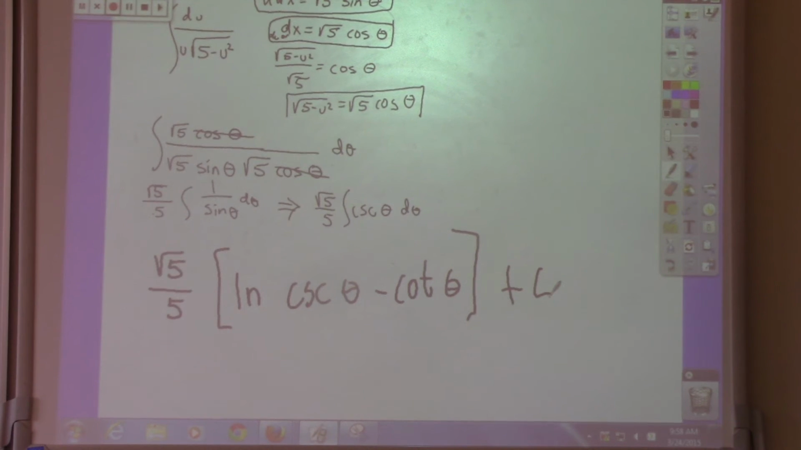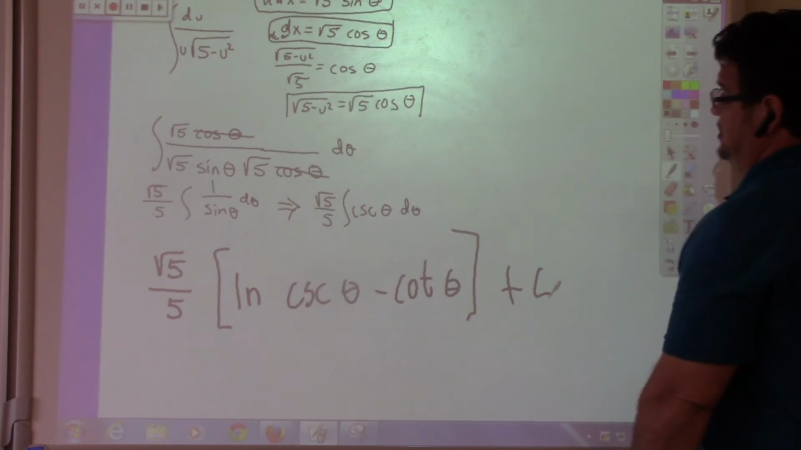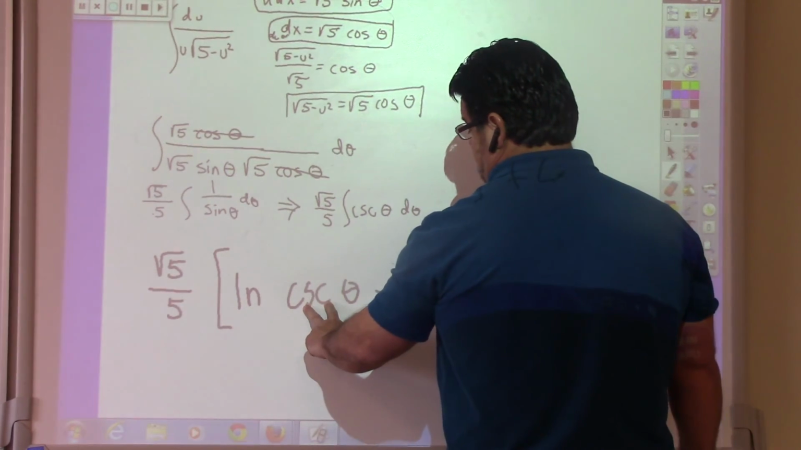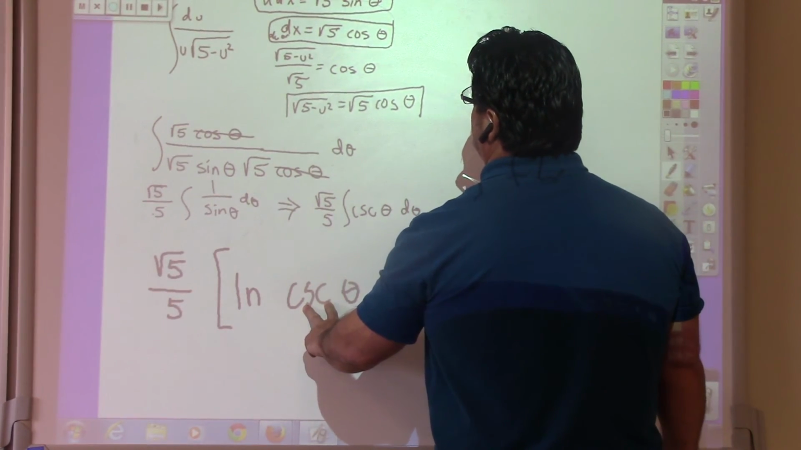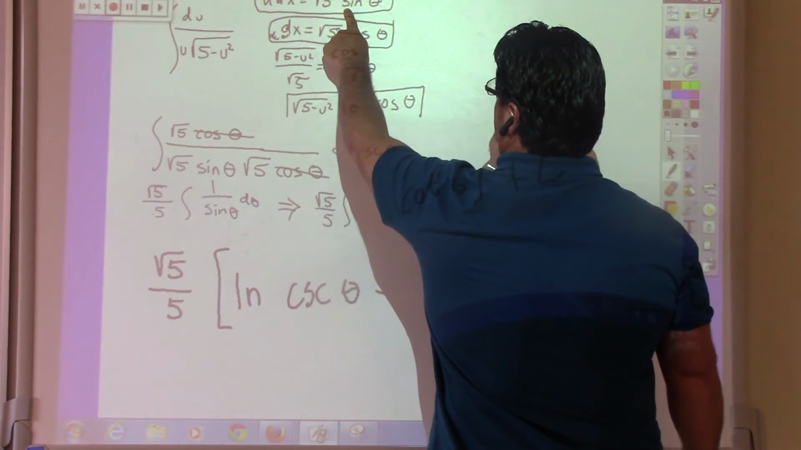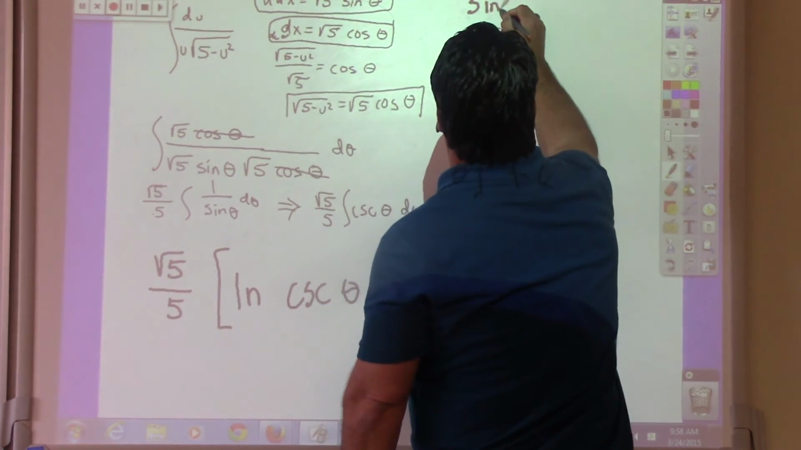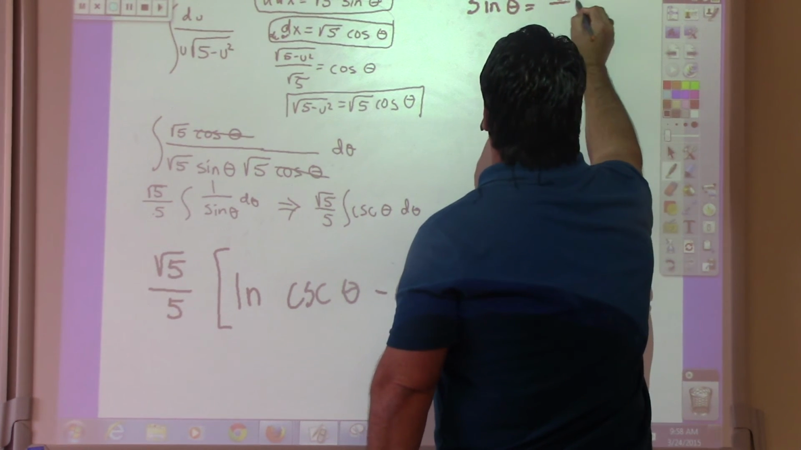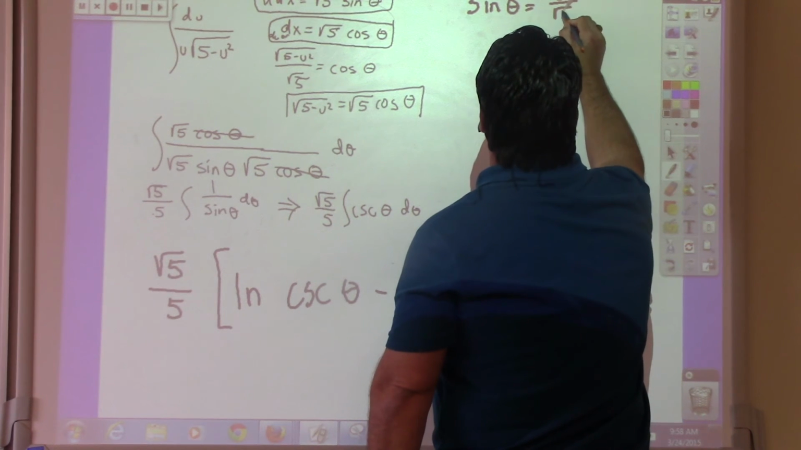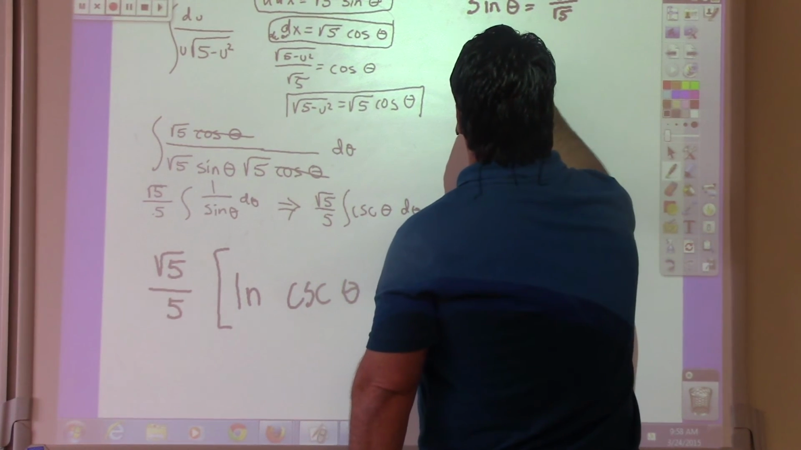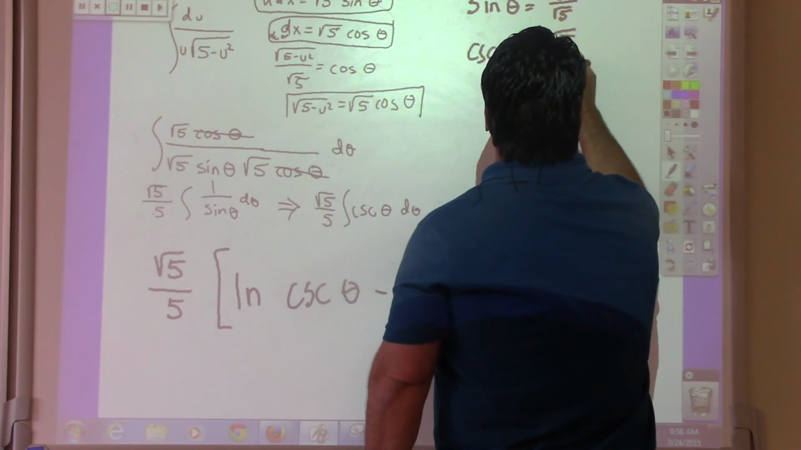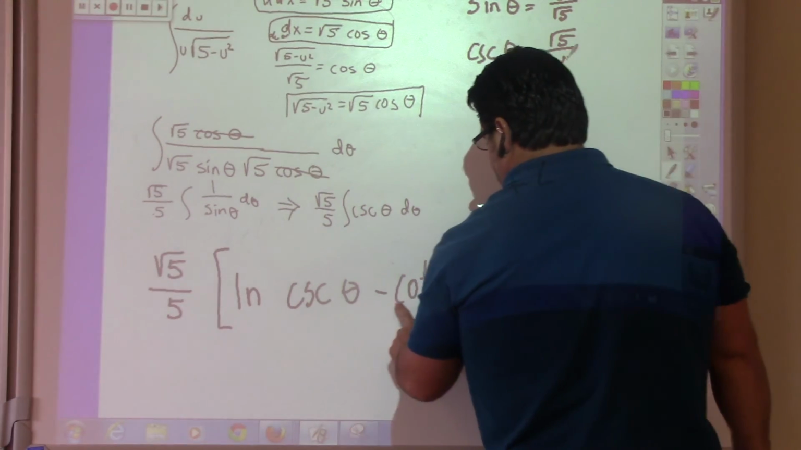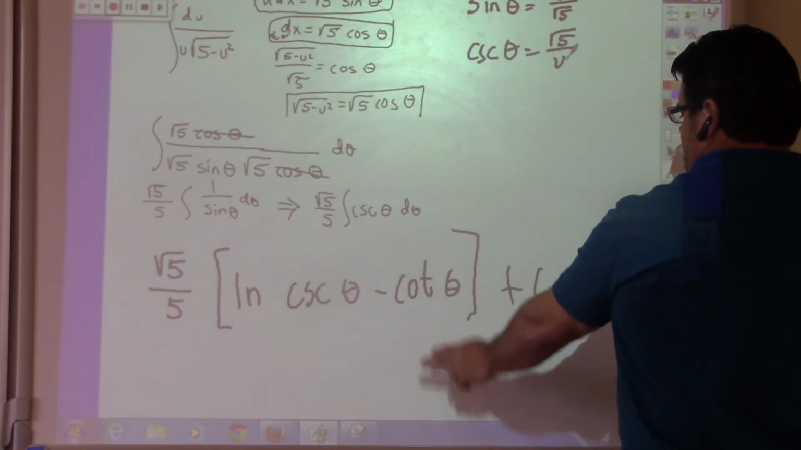And then we need to find the cosecant and the cotangent. Well, the cosecant is the relationship with the sine. Do we have the sine? Yeah. We've got the sine right here. So the sine of theta is equal to x or u over what? Square root of 5. So the cosecant of theta is equal to the square root of 5 over what? U. So that's that.